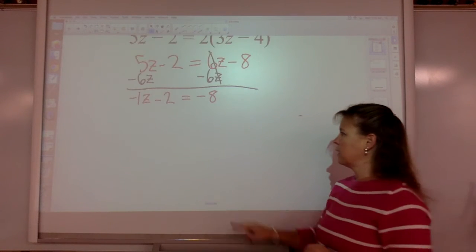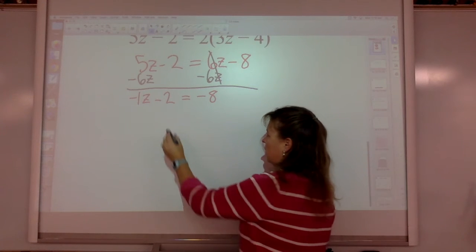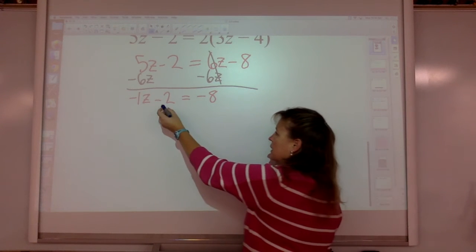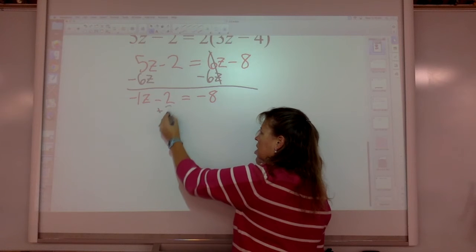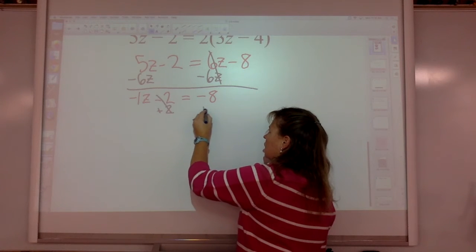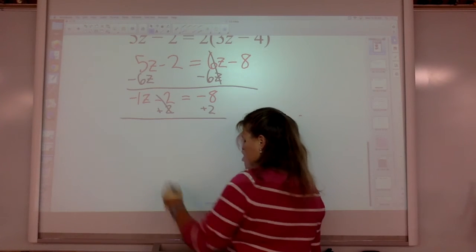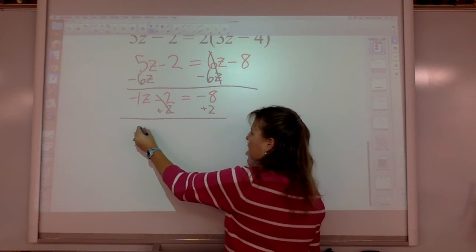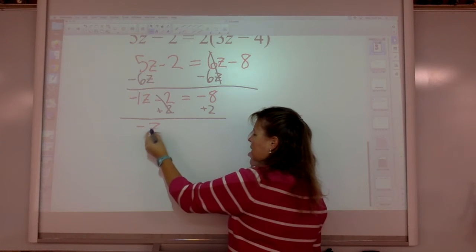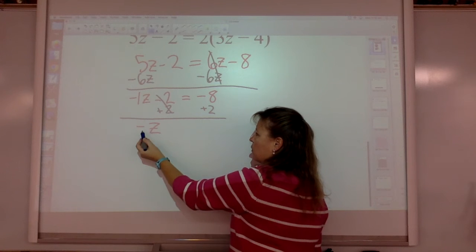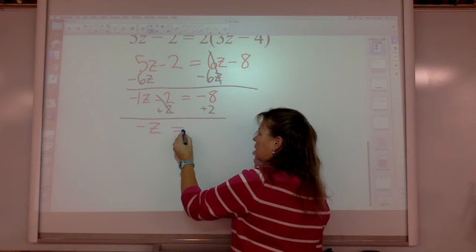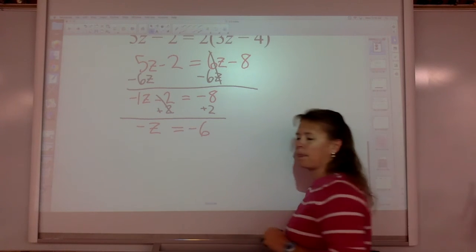Since we decided to put our z's over there on the left, we then are going to have to put our numbers over here on the right. Since it's a subtract 2 or a negative 2, we're going to add 2 and add 2. I'm going to write it the way that looks a little bit more proper, instead of a 1. Negative z equals negative 6.